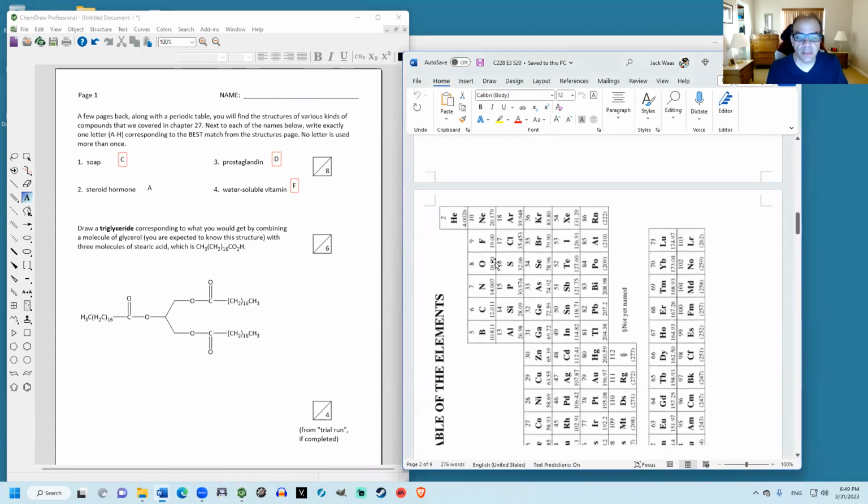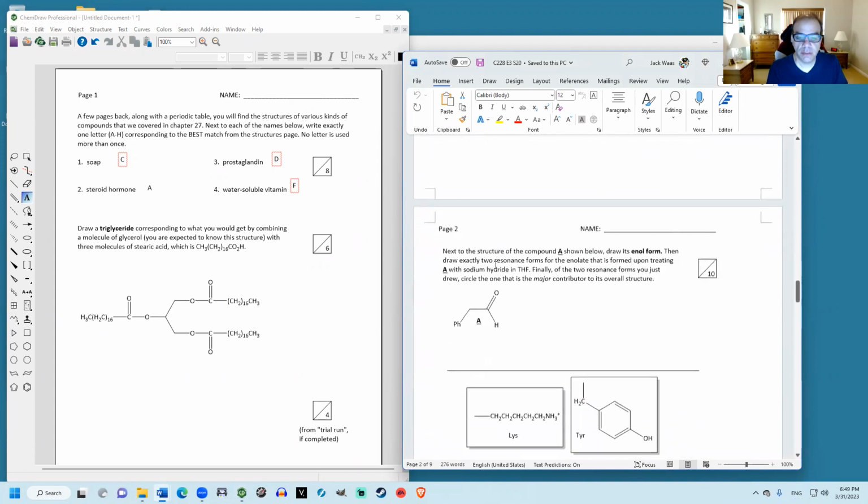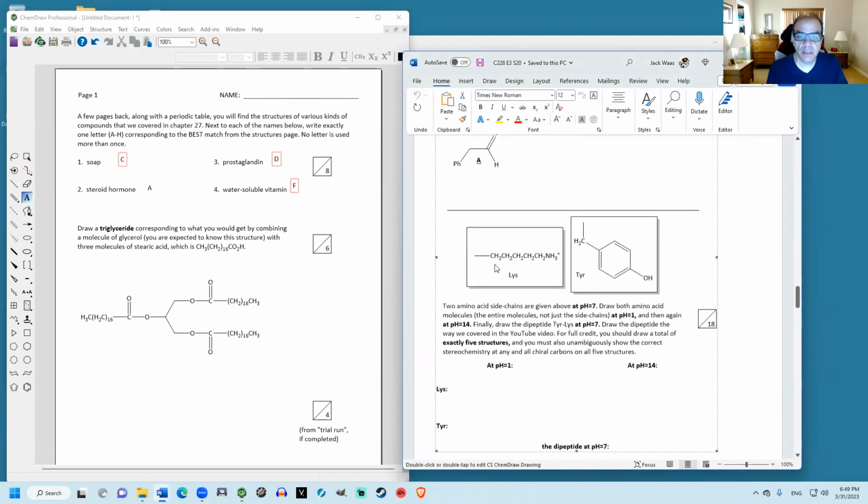Let's see. Unfortunately, the one thing I do not have on this computer is any kind of stylus. And my screen is not a touch screen anyway.